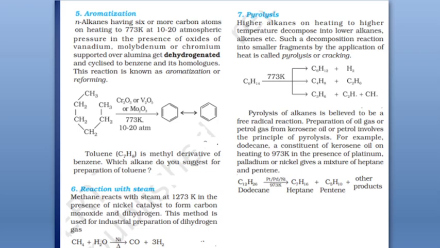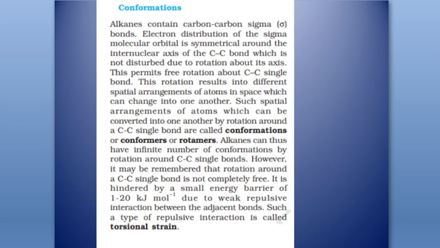For example, dodecane, a constituent of the kerosene oil, on heating to 973 Kelvin in presence of platinum and palladium or nickel, gives the mixture of heptane and pentene. C12H26 converted into heptane, pentene and other products is given in the reaction.